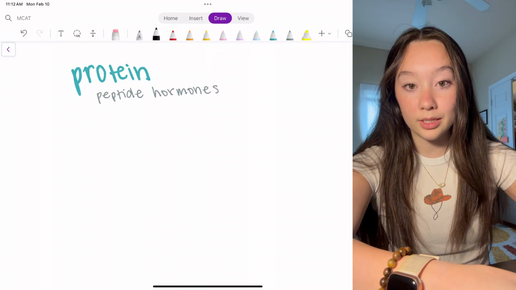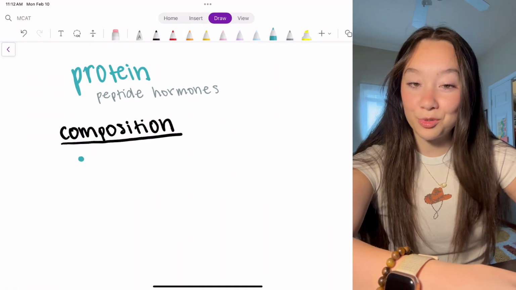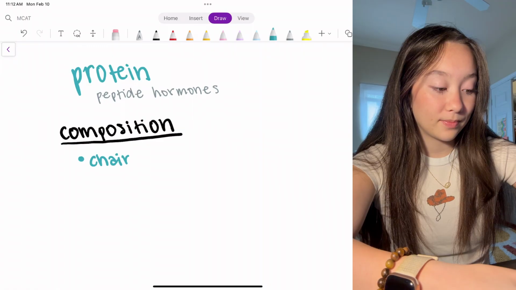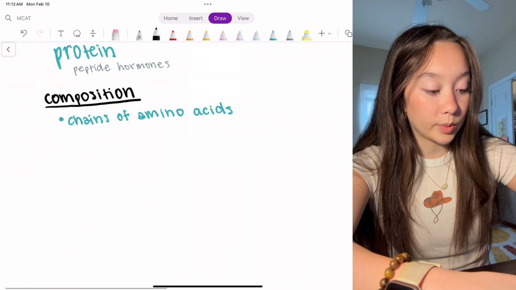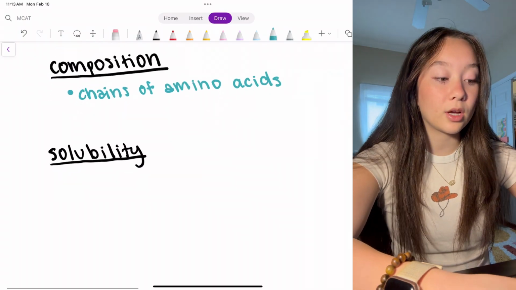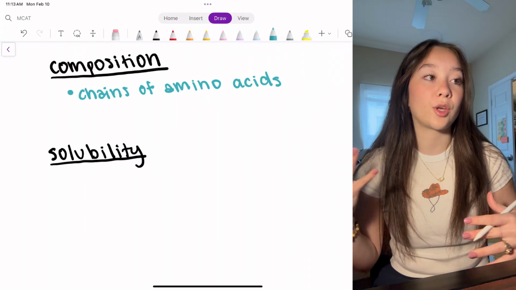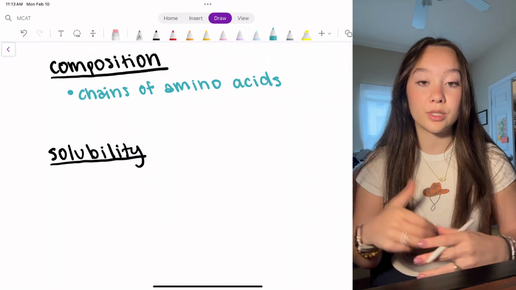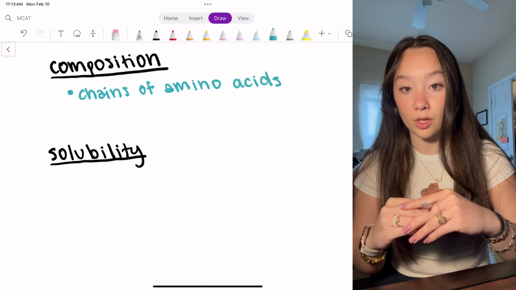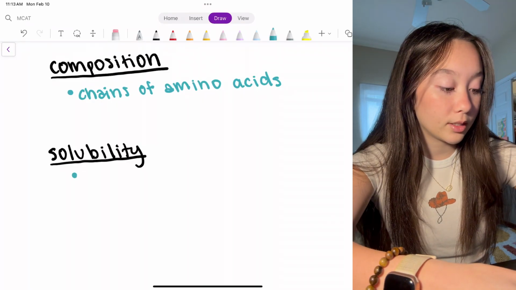The first thing that we're going to discuss is composition. So protein hormones, as you could have already guessed, are chains of amino acids. And then we're also going to talk about solubility. Since they are amino acids, they are going to be hydrophilic, meaning they are very polar. So they're not going to be able to pass through cell membranes. Instead, they're going to have to bind to a receptor on the cell membrane surface to be ingested into the cell. So we'll make note of that.